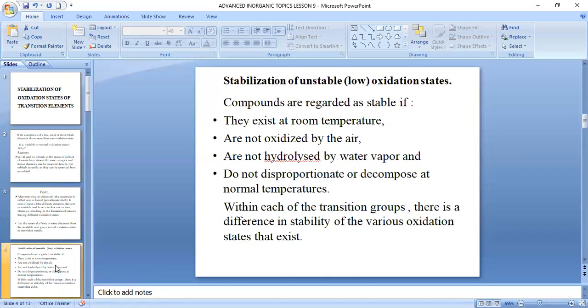Stabilization of unstable oxidation states. Compounds are regarded as stable if they exist at room temperature, are not oxidized by air, are not hydrolyzed by water vapor, and do not disproportionate or decompose at normal temperatures. Within each of the transition groups, there is a difference in stability of the various oxidation states that exist.